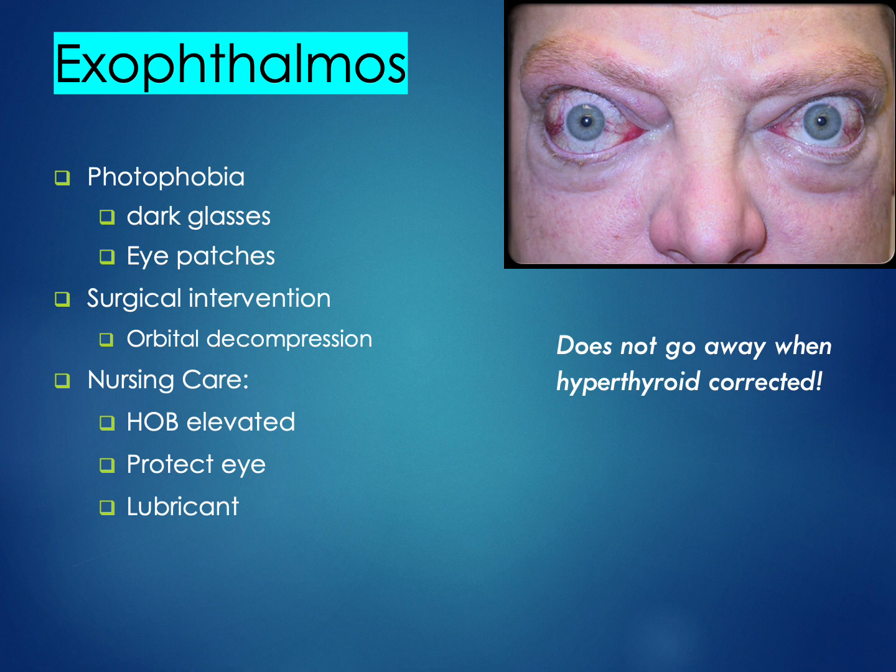Sometimes they might need some surgical intervention to decompress the orbit. And nursing care considerations include, again, protecting the eye, providing lubricant, raising the head of the bed so that there's less pressure on the eyes. And sometimes, even though the hyperthyroidism is corrected, this symptom does not go away.